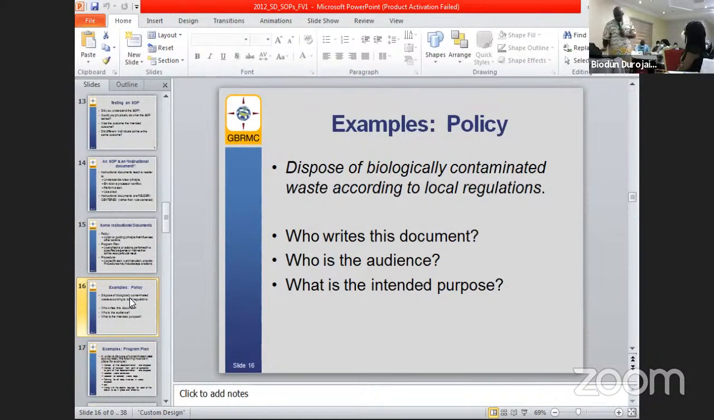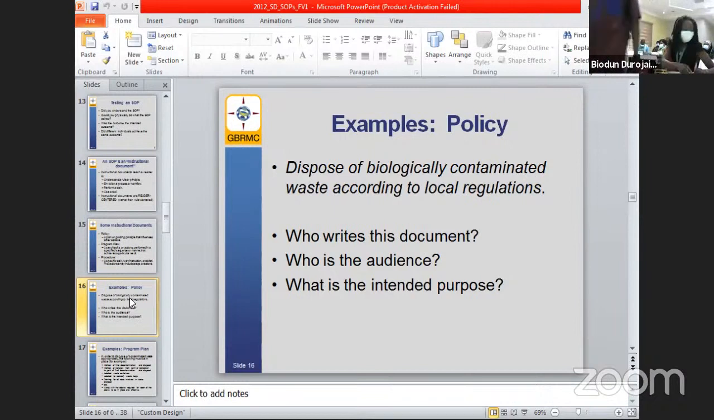Now, I really appreciate all the contributions. If we go back to the example of policy, dispose of biologically contaminated waste according to local regulations. Of course, local regulations can be regulations that have been produced based on extant or existing laws. Are you following? When we now come to our local organizations, to make a policy statement in our local organization, I think is the duty of either top management or middle level management, depending on the scenario that we are actually facing.